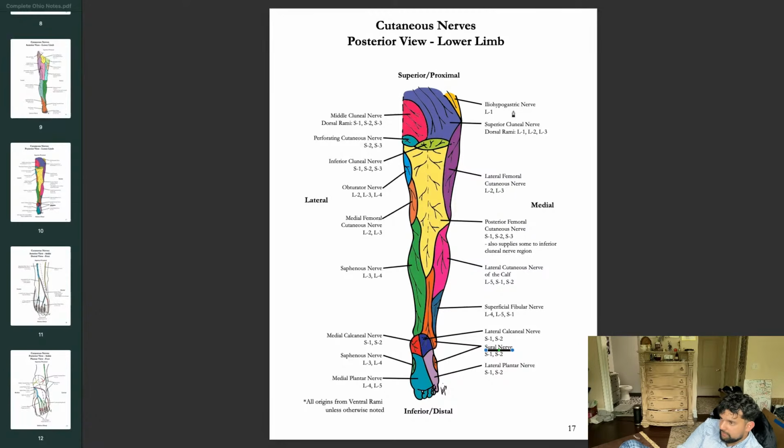Iliohypogastric, really high nerve. After the subcostal, it's the second nerve in the lumbar plexus. So know that it innervates a very superior region of the gluteal region, almost the lower back, because it's L1. That's pretty high. Now, middle cluneal and superior cluneal, just note that they're both dorsal rami, whereas the inferior cluneal is actually a branch of the posterior femoral cutaneous nerve, right? So it also supplies some to the inferior region.